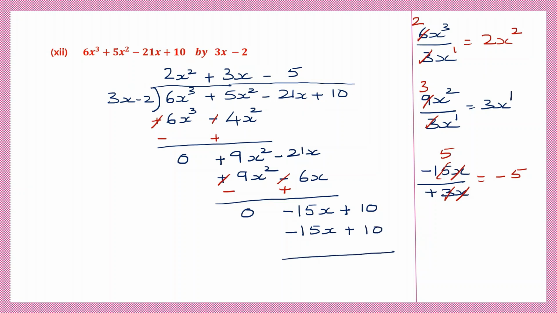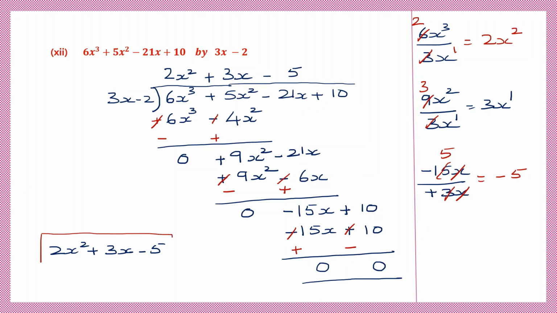Now we need to change the signs to subtract. So this is plus and this is minus. Now plus 10 minus 10 is 0. Similarly, minus 15 plus 15 is also 0. So our quotient is 2x square plus 3x minus 5. So let's write down our answer. 2x square plus 3x minus 5. So this is the answer to our 12th question.